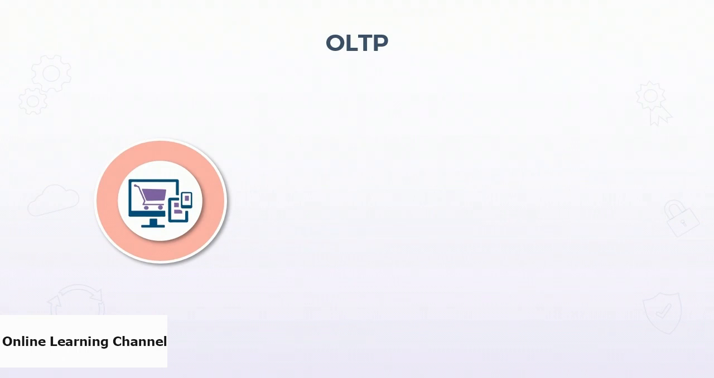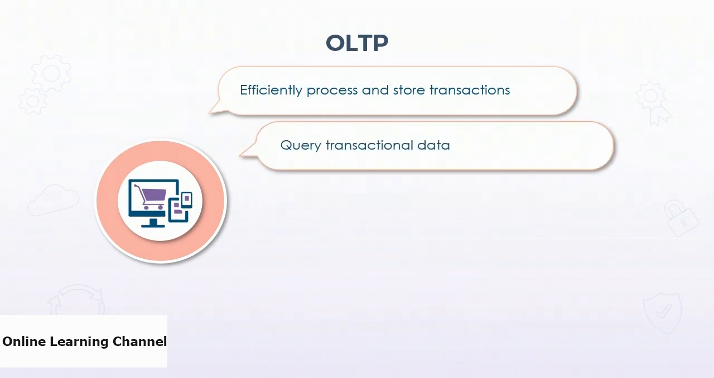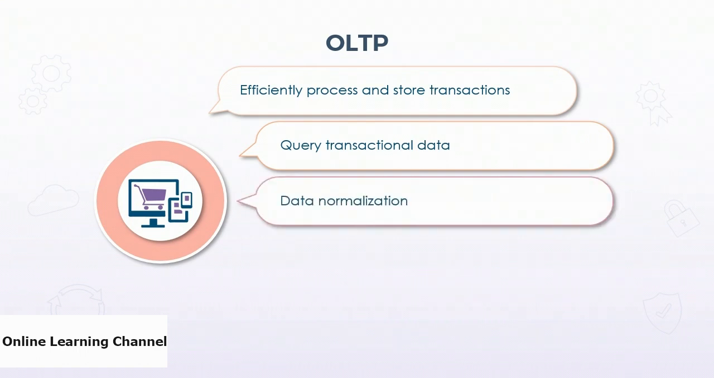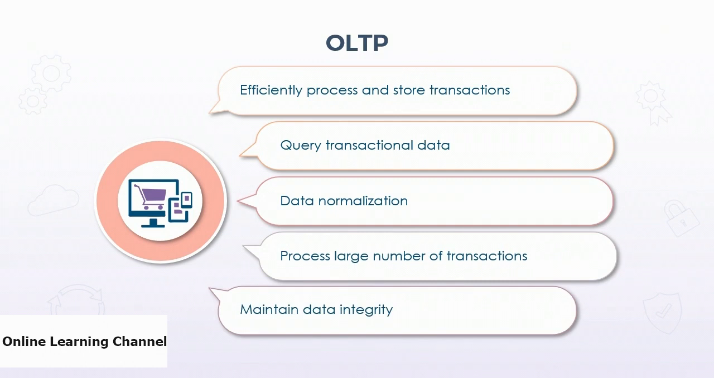OLTP, when to use it? If you need to efficiently process and store transactions, as well as query transactional data, those are great uses for online transaction processing. Data normalization, breaking up data into smaller chunks that are less redundant, is another use for OLTP, as is processing a large number of transactions independently. That'll avoid the extra processing needed to maintain data integrity in the presence of redundant data.